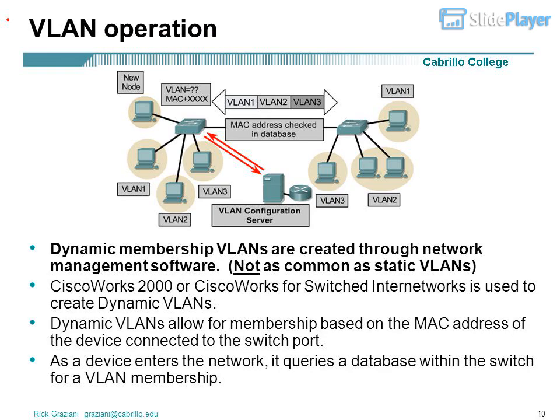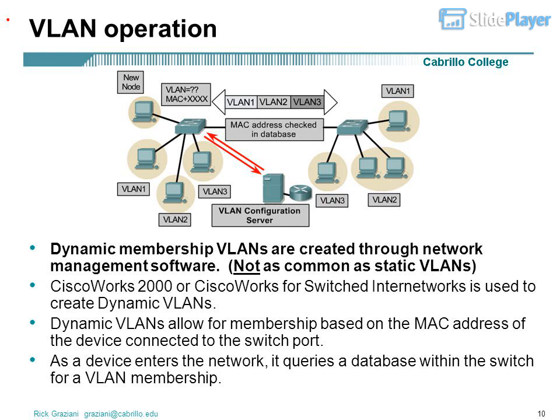VLAN operation. Dynamic membership VLANs are created through network management software, not as common as static VLANs. CiscoWorks 2000 or CiscoWorks for Switched Internetworks is used to create dynamic VLANs. Dynamic VLANs allow for membership based on the MAC address of the device connected to the switch port. As a device enters the network, it queries a database within the switch for a VLAN membership.